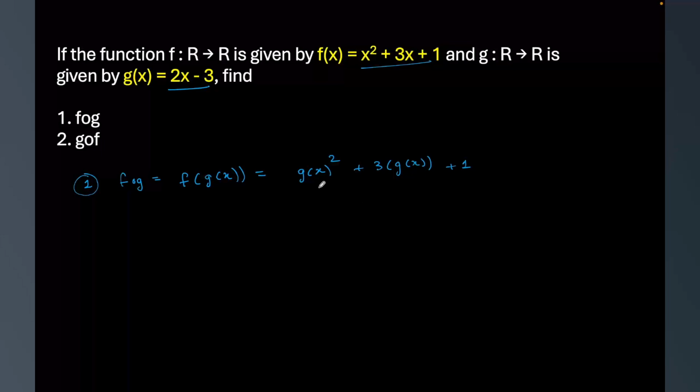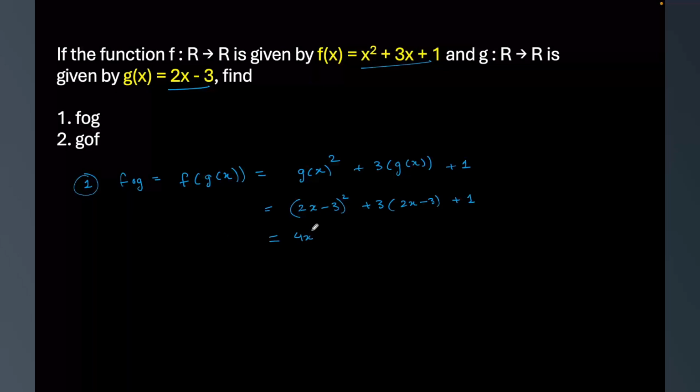Let's keep going. Now wherever there is g of x, I'm going to replace it with 2x minus 3. So I'll have 2x minus 3 whole squared plus 3 times 2x minus 3 plus 1. Okay, super simple. Let's keep moving forward.